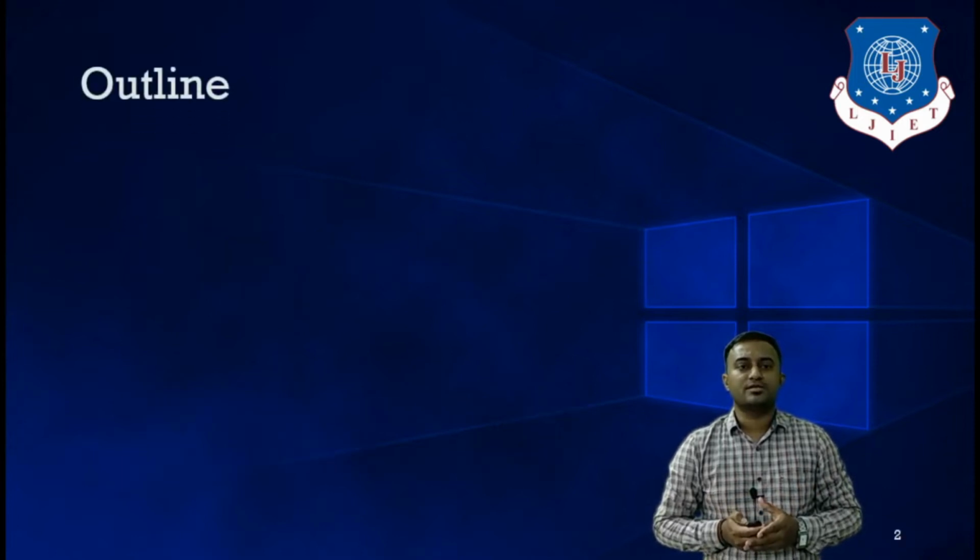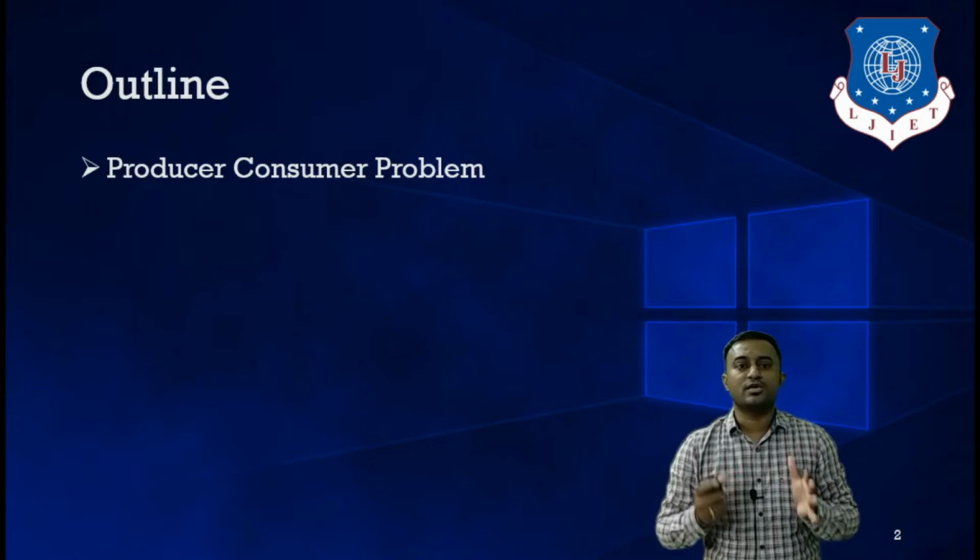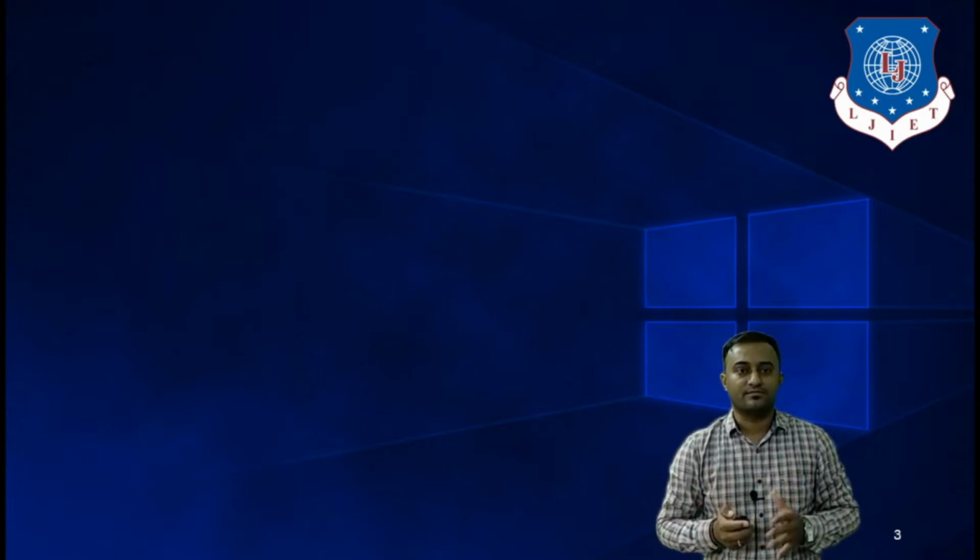In this particular session, we are going to discuss one classical problem of process synchronization, which is nothing but the producer-consumer problem. And this problem we are going to solve with the help of semaphore. So let us first discuss what the producer-consumer problem is.